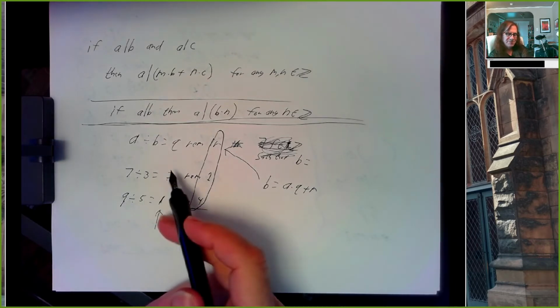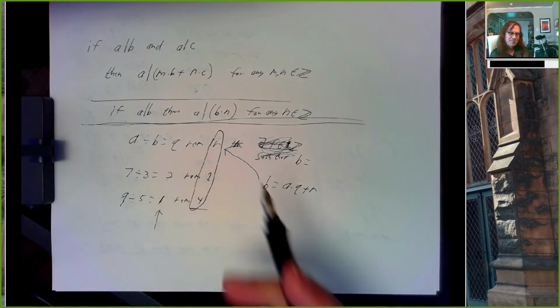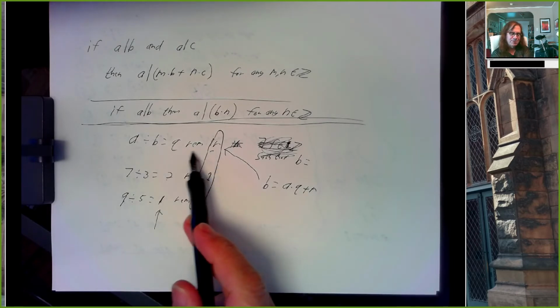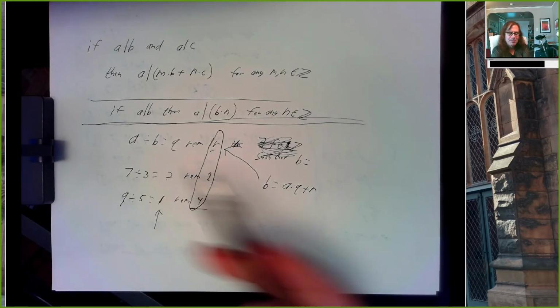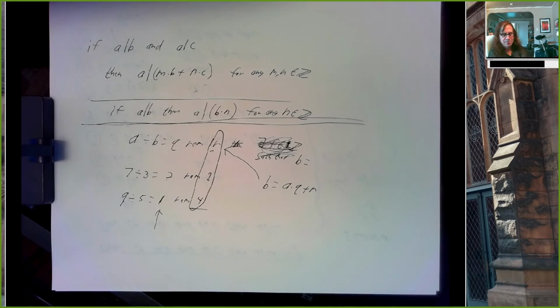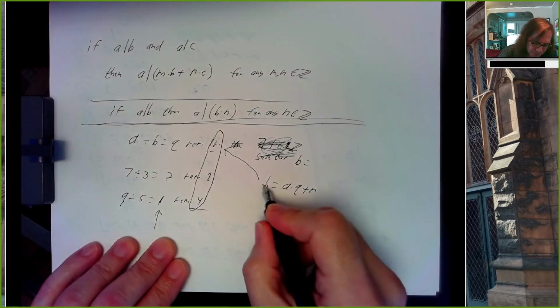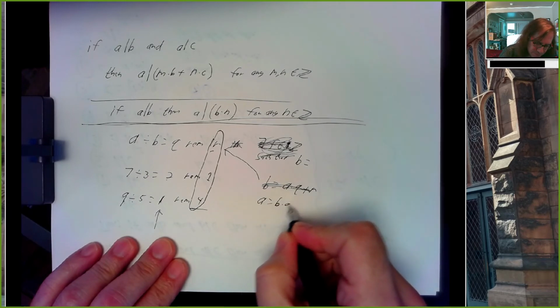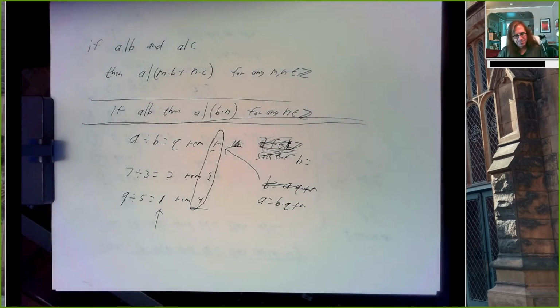Alright, so a divided by b is some quotient with some remainder. That's just saying that if we take a and we multiply by that quotient and we add that remainder part, we get back to b. Except I said it backwards. Alright, there we go.